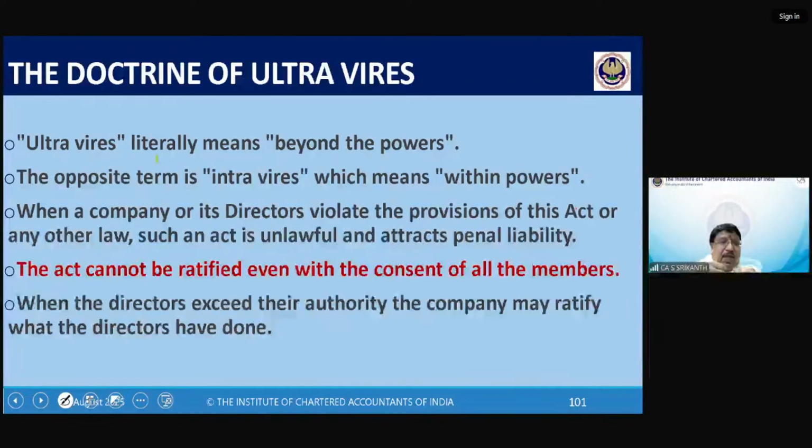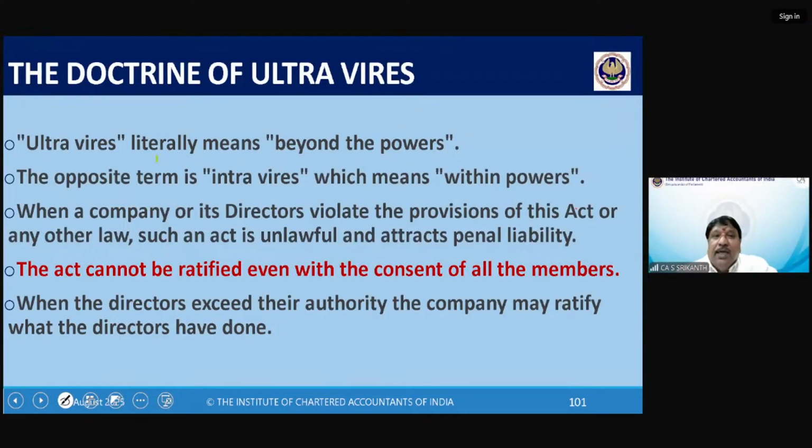So anything which is beyond the scope of the main objects is called ultra vires, beyond the box. Even the company cannot do anything which is beyond the scope of the definition of the main objects in the object clause. That is why the main objects clause is very important. While drafting that, you have to be very careful. The ROC, MCA also will be very careful. You can't put anything and everything under the sun. It should be specific to one area.